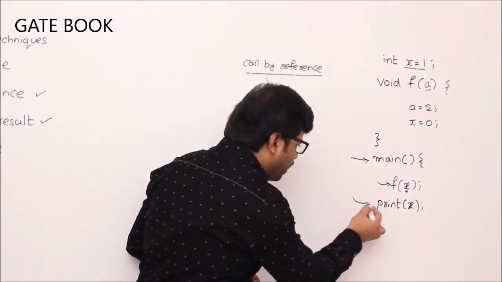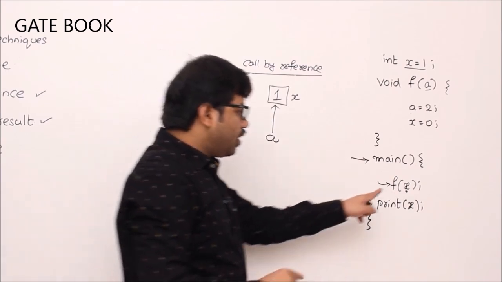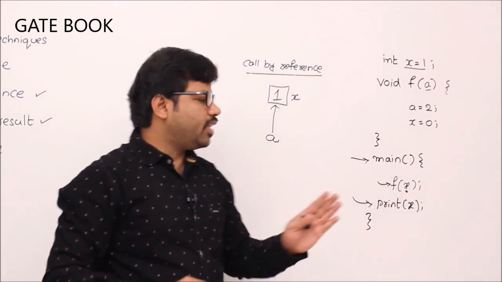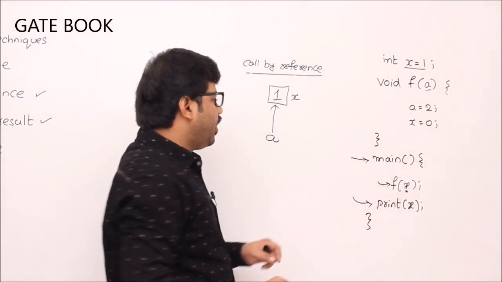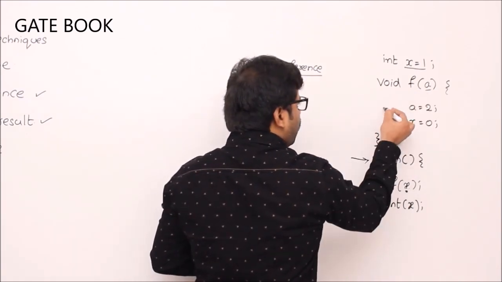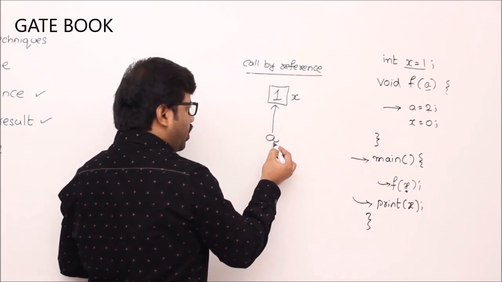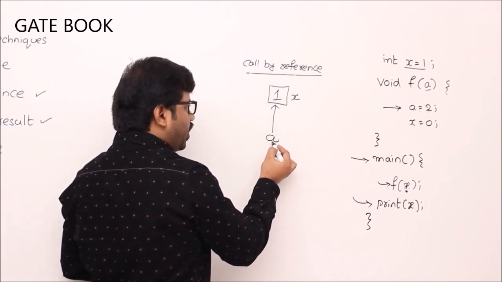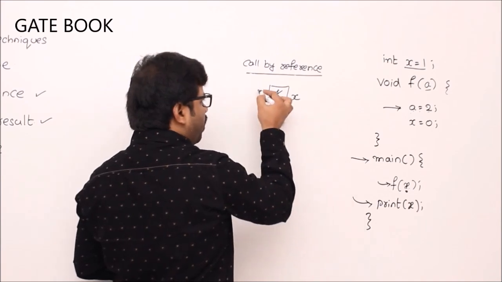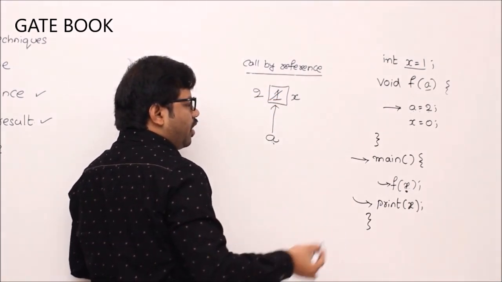Now we are here. Print x. Before that we have to execute f of x, right? Let's execute f of x. When I execute f of x, control comes here, a equal to 2. So here a is the formal parameter, and whenever you update it, the corresponding actual parameter will be updated automatically. That is what the call by reference scheme is.